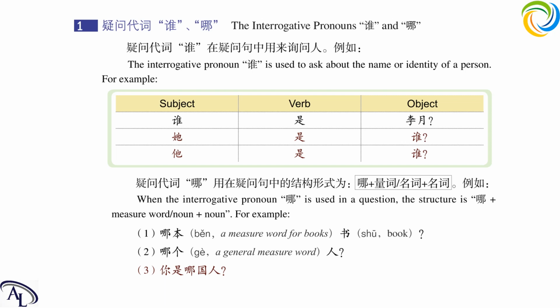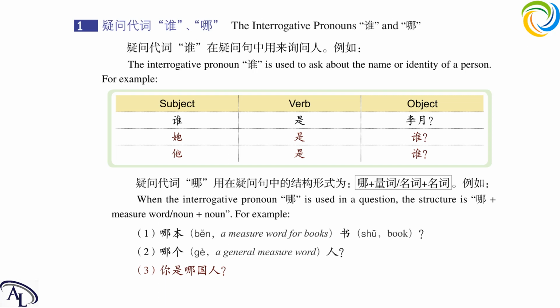So here, when we don't know who and we know the identity, we will put 谁 at the subject part. But when we don't know the identity, we will put 谁 at the identity part. Okay, this is 谁 questions. The interrogative pronoun 谁.